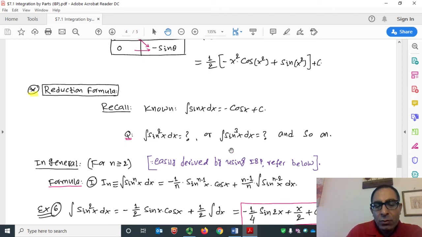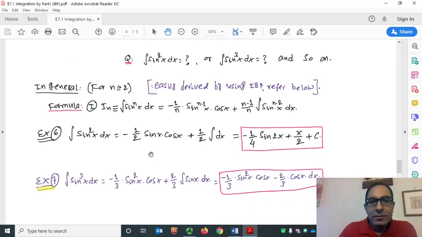Similarly, what's the integral of sine cubed x? This is not equal to cosine cubed x. Instead, we need to apply the reduction formula, and reduce the power from 3 to 2 or 2 to 1 and apply this known integral. Great. So I'll give you this reduction formula for general n.